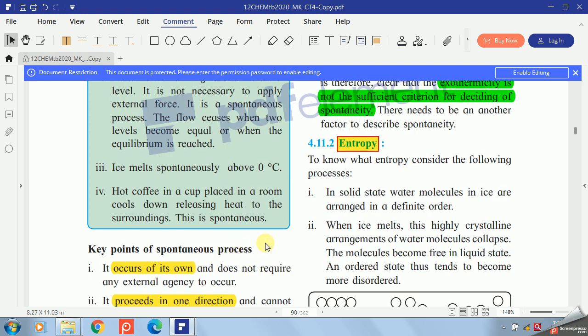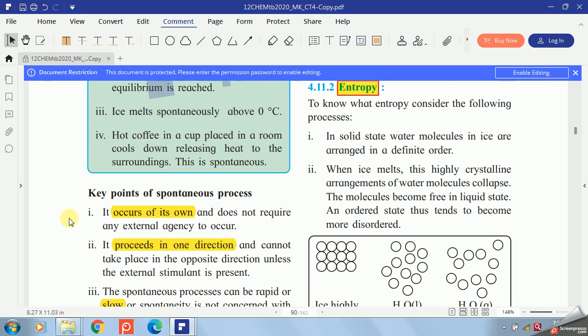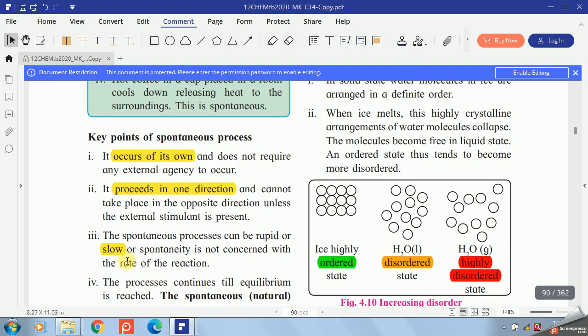Now there are some important features or key points. First one, it occurs on its own and does not require any external agency to occur. The process can take place naturally. Second, it proceeds in one direction and cannot take place in the opposite direction unless an external agency is applied. So if it is carried out in one direction, it is irreversible. That's why a spontaneous process is irreversible and not reversible in nature.